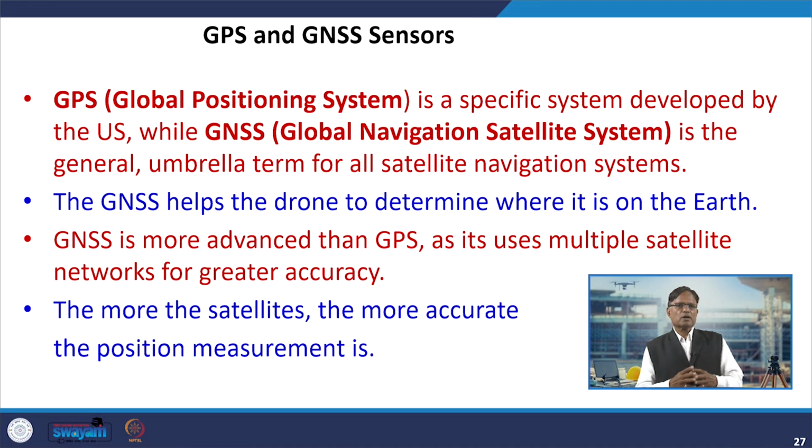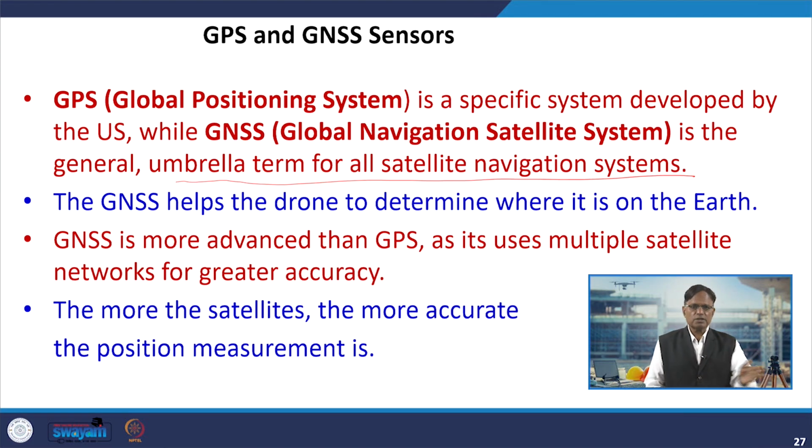GPS, the Global Positioning System, is a specific system developed by the USA, while GNSS, Global Navigation Satellite System, is a general umbrella term for all satellite navigation systems, as I told you before also. GNSS helps the drone determine where it is on the earth, and GNSS is considered more advanced than GPS, as it uses multiple satellite networks to improve the accuracy. The more satellites, the more accurate the position determined with GNSS.